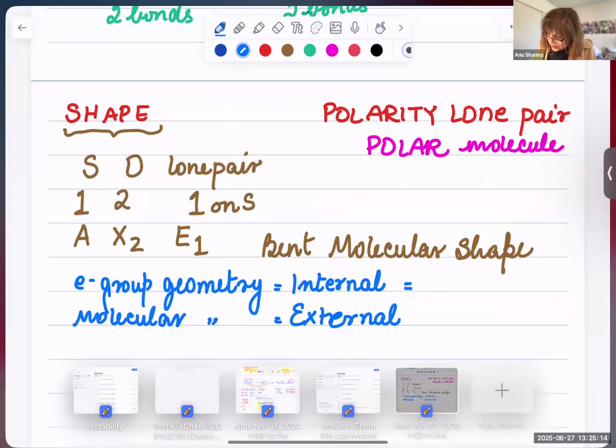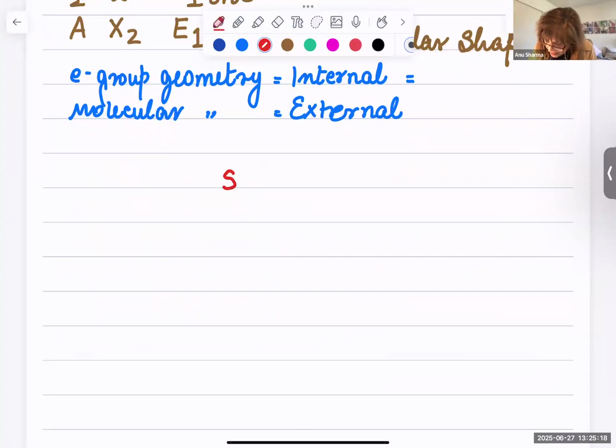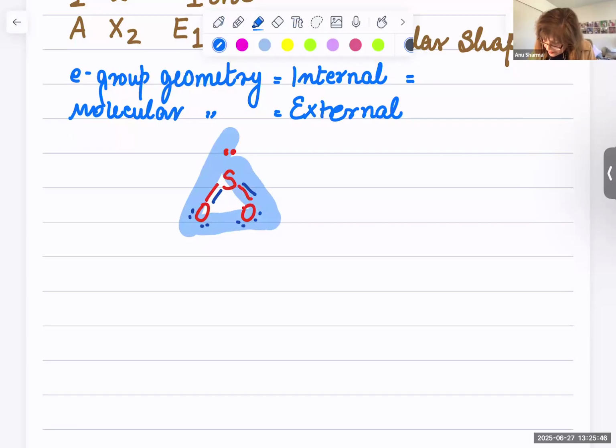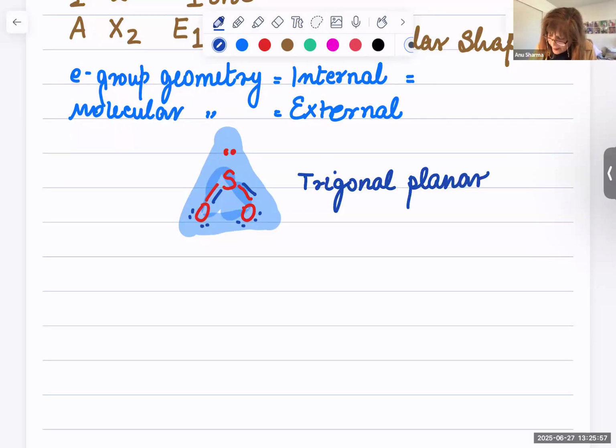Okay, so let's see what trigonal planar looks like. Here is the trigonal planar. So sulfur here, oxygen here, and these are the lone pair, planar. So it's like a plane, like a triangle, like the shape of a pizza. So this is like a pizza, trigonal planar, like a slice of pizza. Flat.